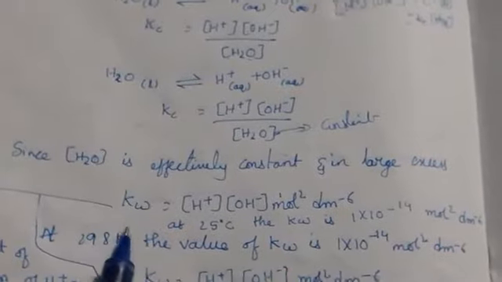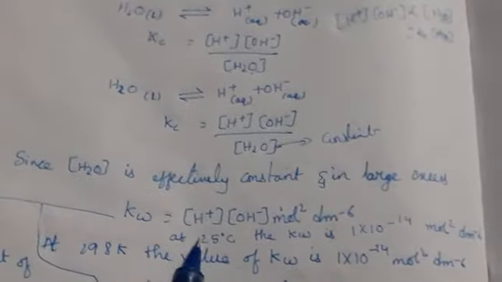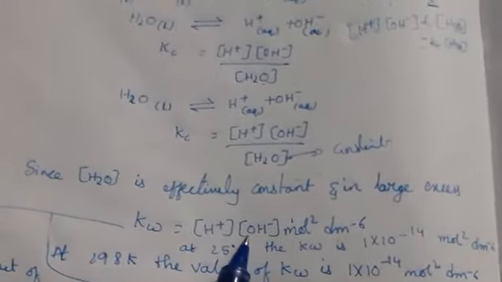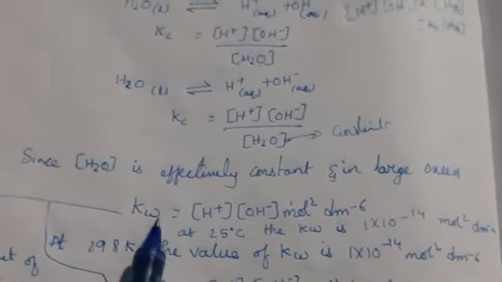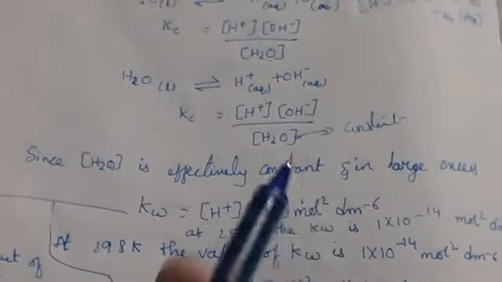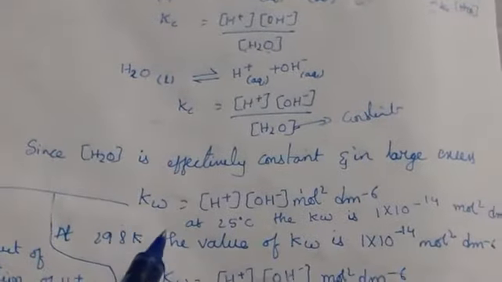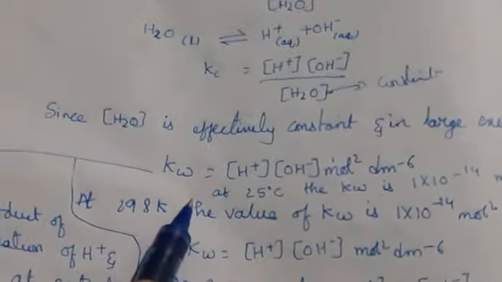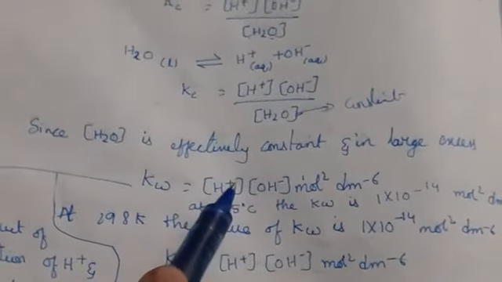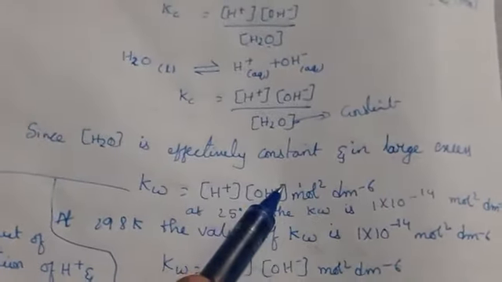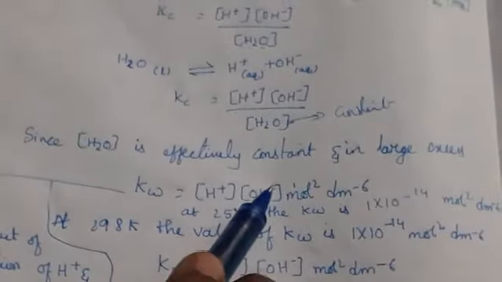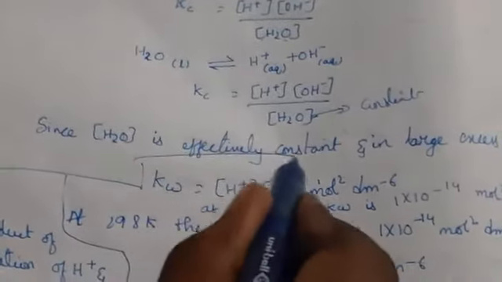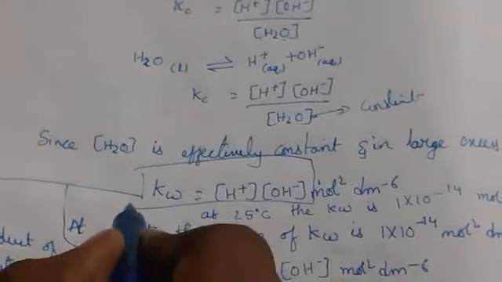So this Kw is nothing but the concentration of H plus and the concentration of OH minus. This Kw indicates the ionic product of water. By this, we can define the ionic product of water as the product of the concentrations of H plus and OH minus ions at a particular temperature. We call it the ionic product of water. Clear? So this is about the ionic product of water.